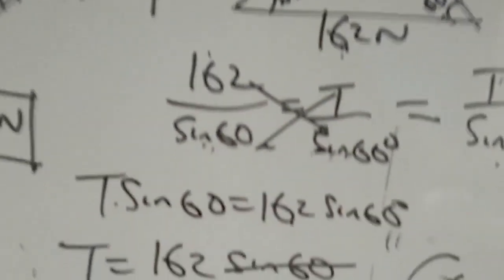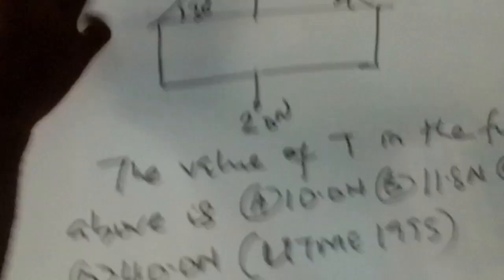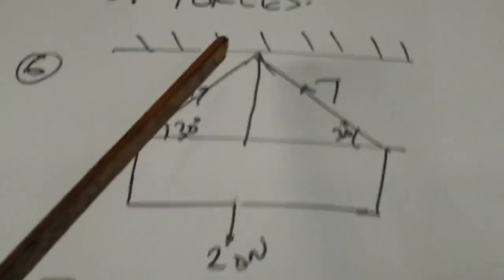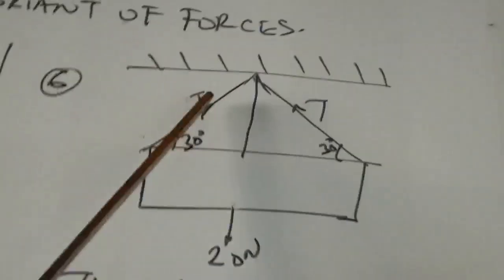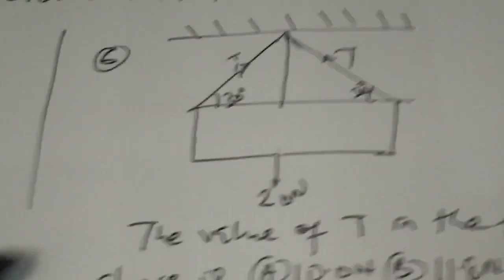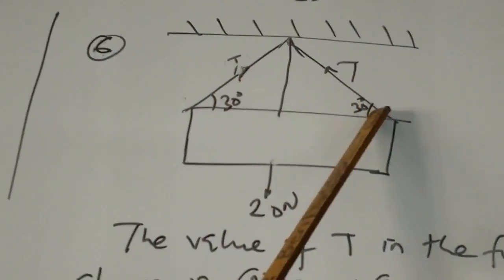So we can look at the working, evaluate it, and then understand the principle involved. Go back to question number 6. This will have a triangular system of forces. We have two cords, or two strings. The tension on each of them is T and T. Then we have the two cords supporting a weight of 20 Newton. They say the value of T in the figure above will be the value of the tension, and they are equal to each other, since the angles are equal.